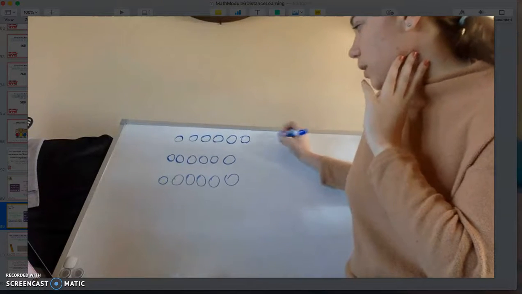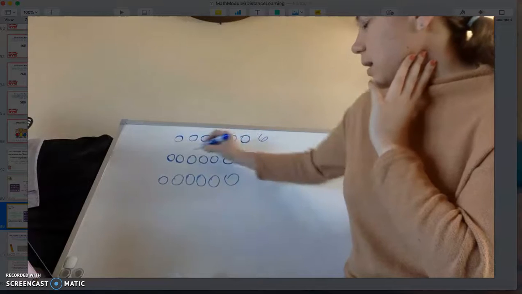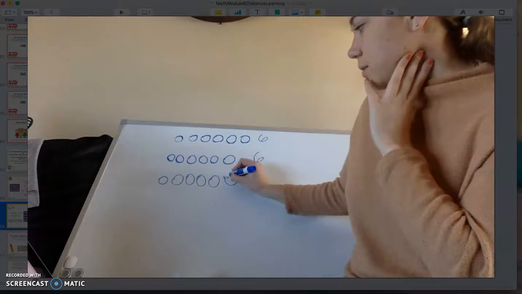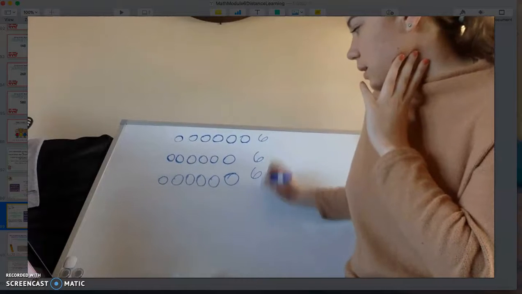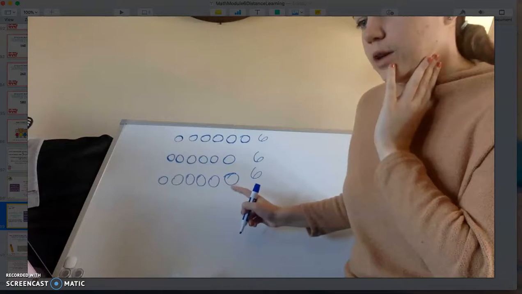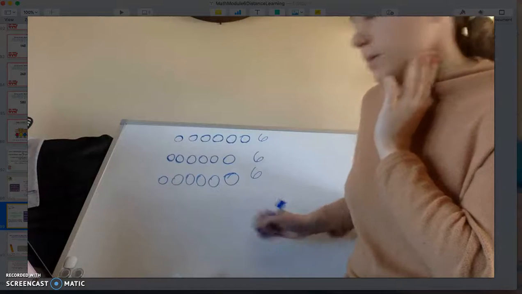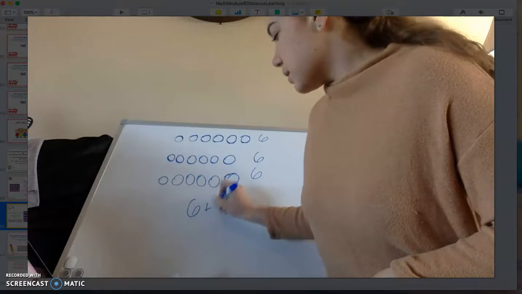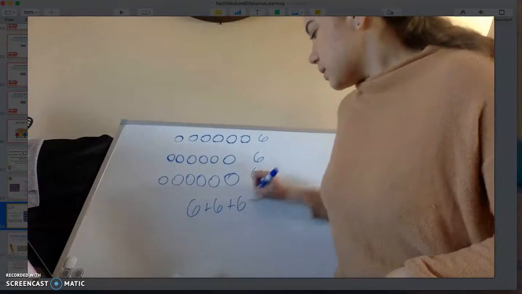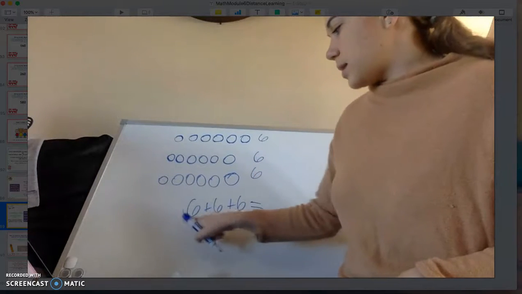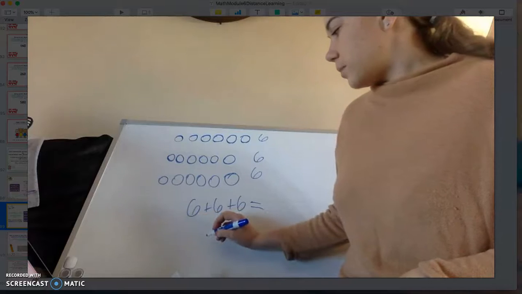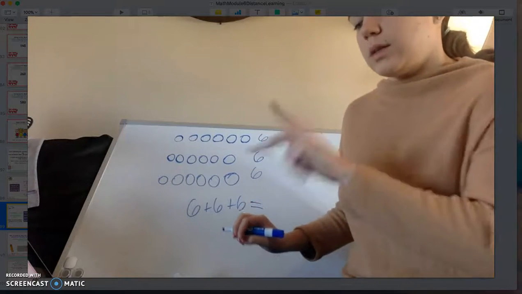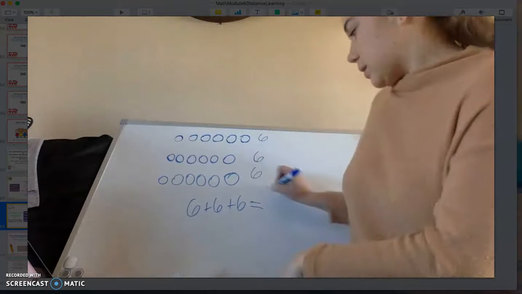Now we're going to write a repeated addition sentence. So how many are in this row? Good, 6. How many are in this row? Good, 6. How many are in this row? Good, 6. So instead of doing it the vertical way, I'm going to change it so it's this way. So we have 6 plus 6 plus 6 equals. So what's 6 plus 6? Good, 12 plus 6 more. 18. Good.